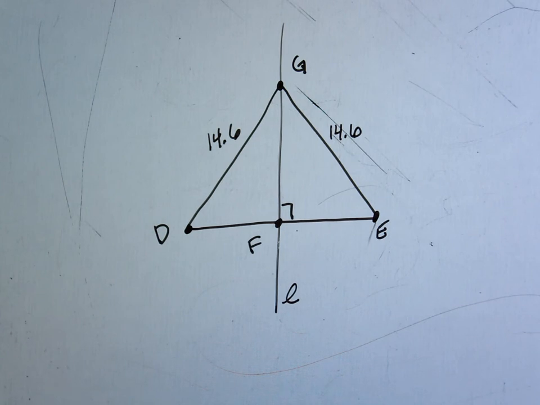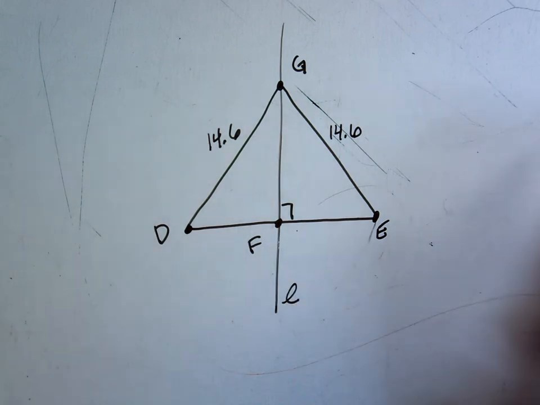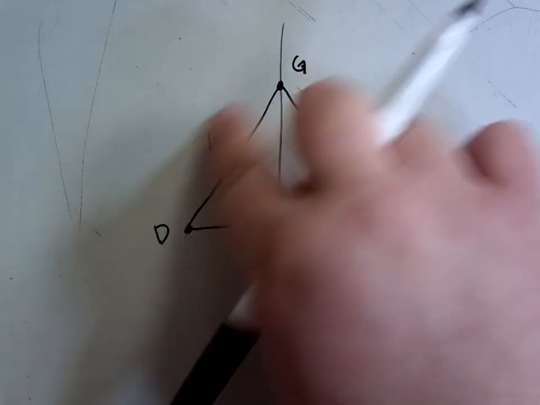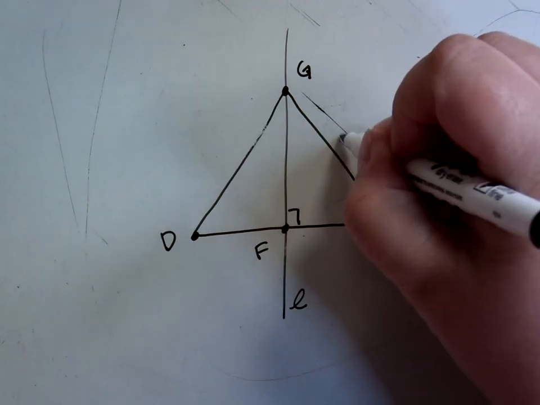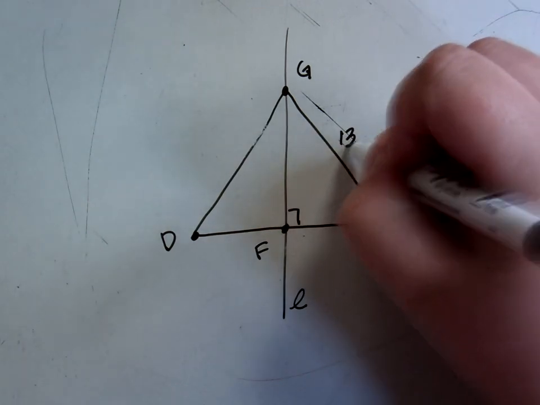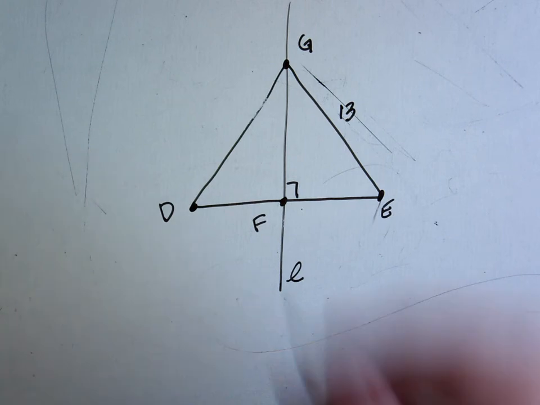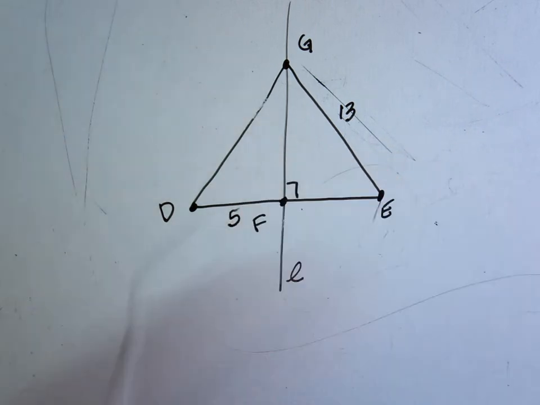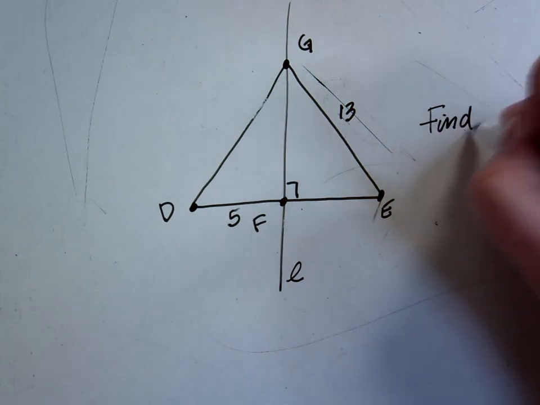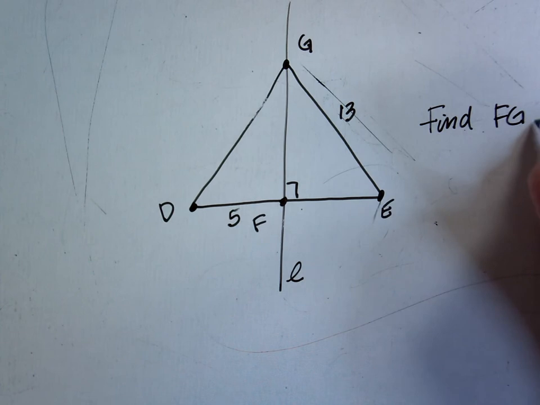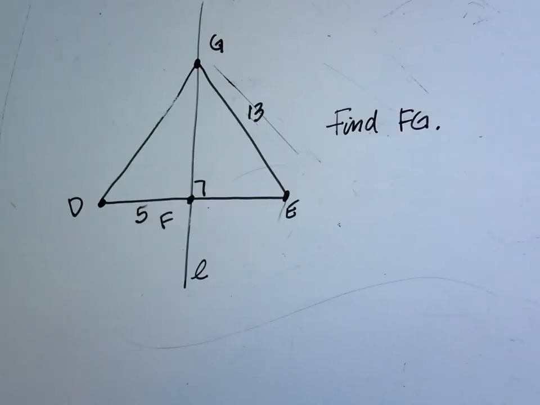Notice that I can find other things here if I wanted to. Let's say that I knew that from E to G was 13 and from F to D was 5. And I'm asked to find FG. Few things to look at there.